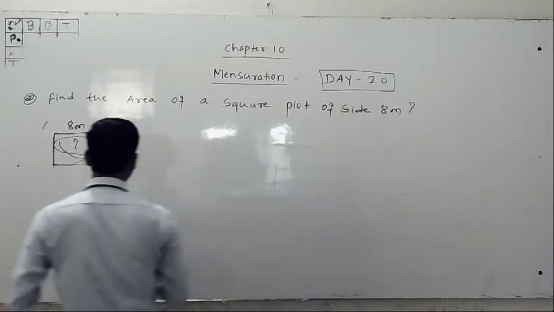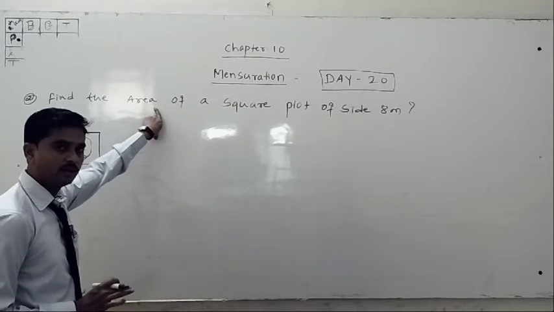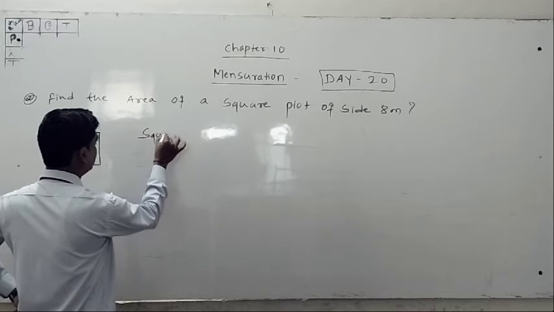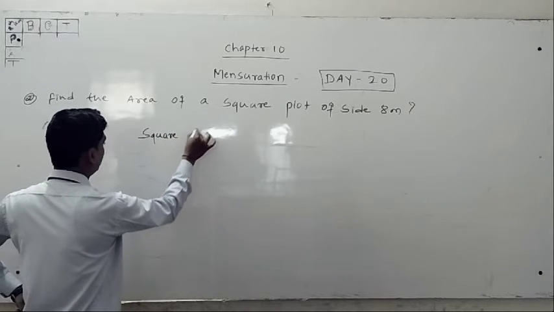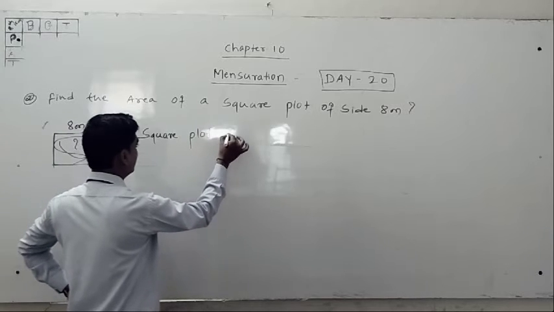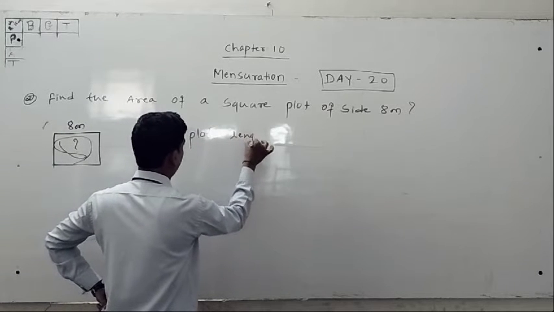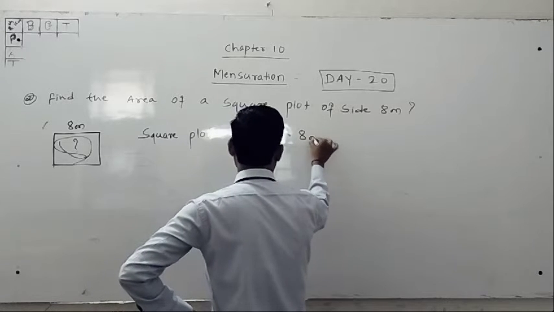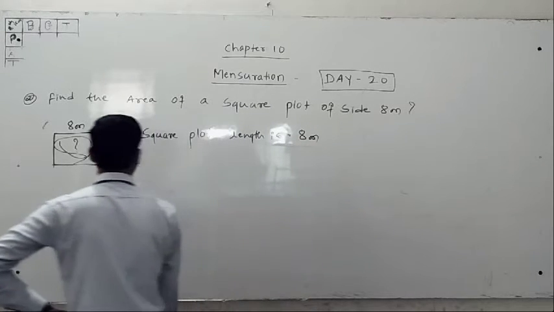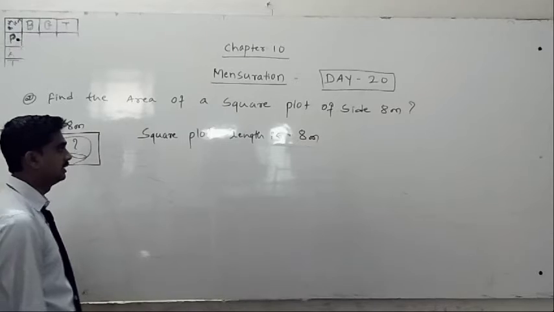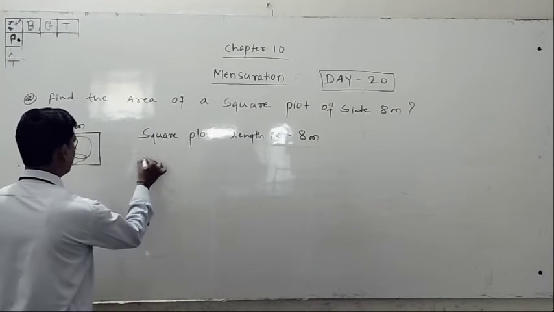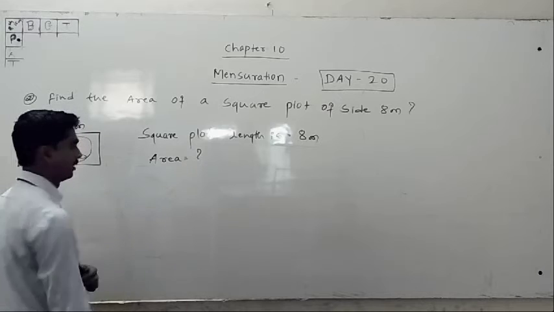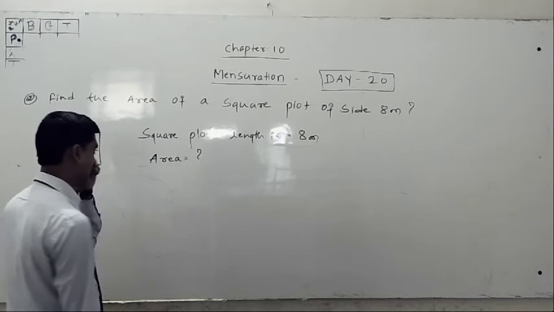First of all, you should write what is given. You have to write here: square plot length is 8 meter. Then area, question mark. Area question mark.